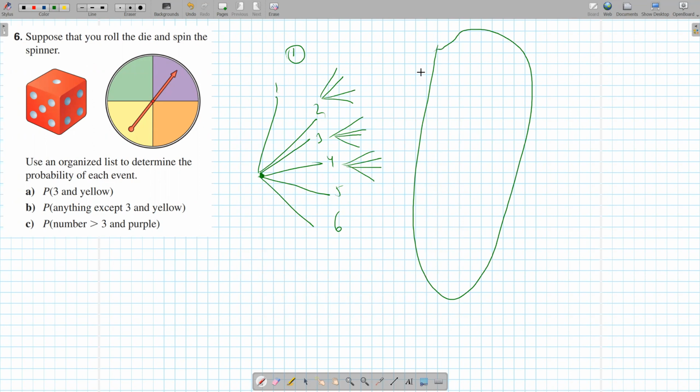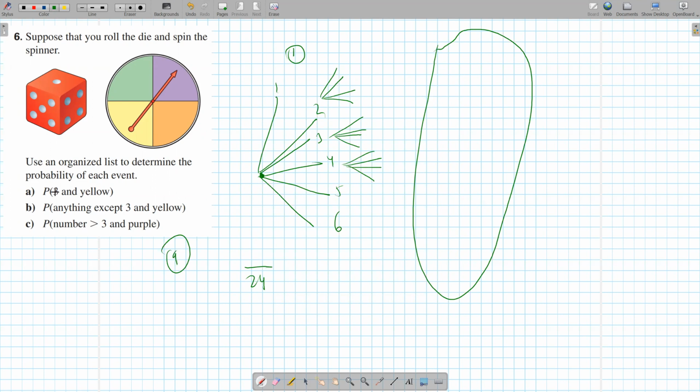What do you think? So you have 6 possibilities from the first, 4 from the second, yeah? So 24. There's 24 total possibilities, okay? 24 total. Let's look at A.